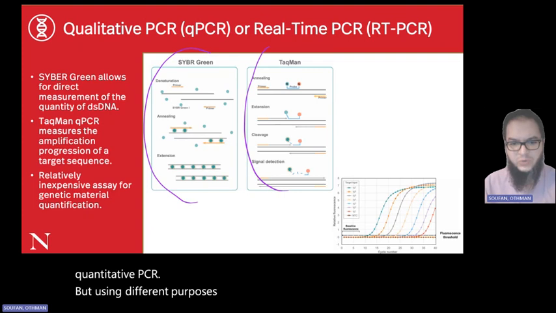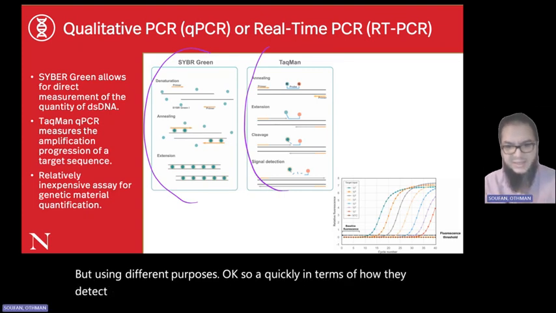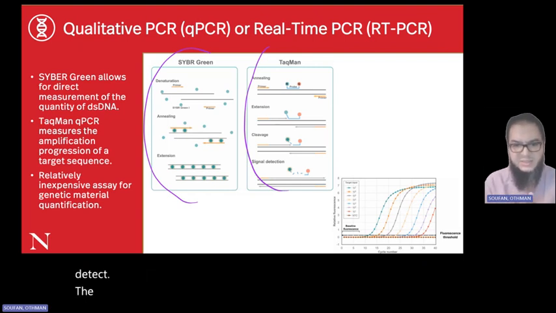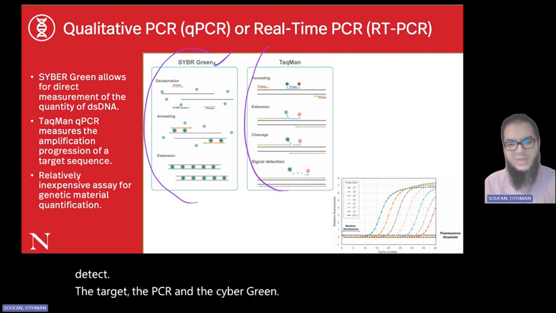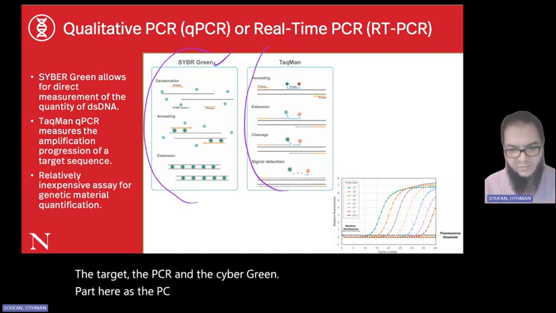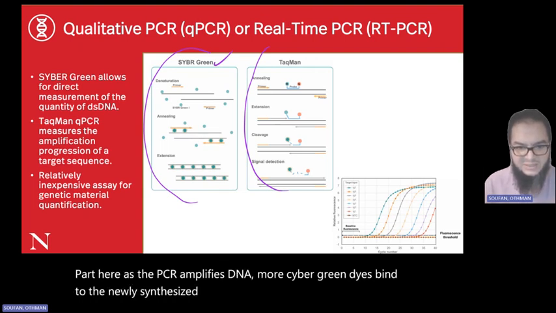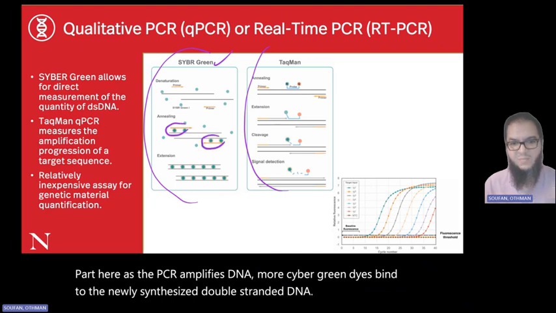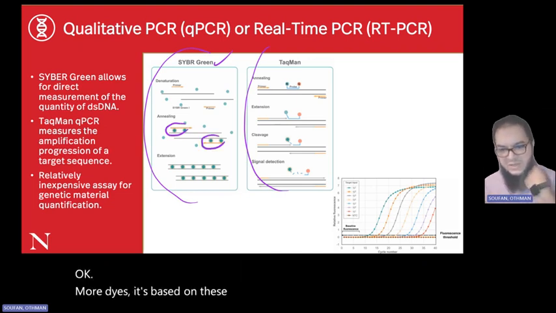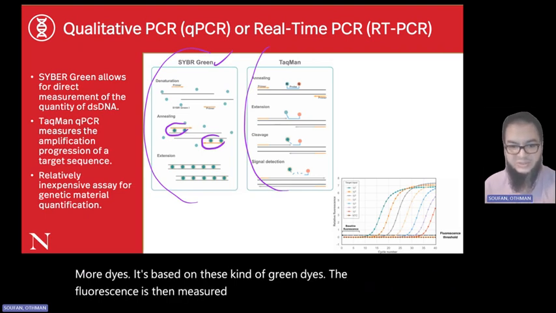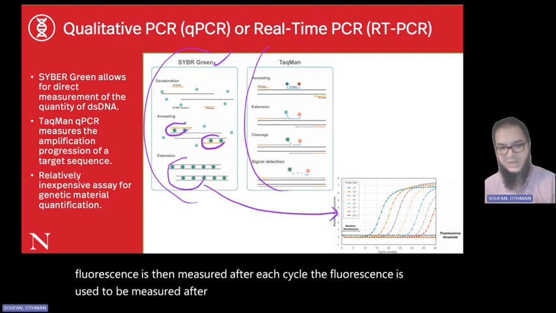Okay, so quickly, in terms of how they detect the target, in the SYBR Green part here, as the PCR amplifies DNA, more SYBR Green dyes bind to the newly synthesized double-stranded DNA. Okay, more dyes. It's based on these kind of green dyes. The fluorescence is then measured after each cycle.